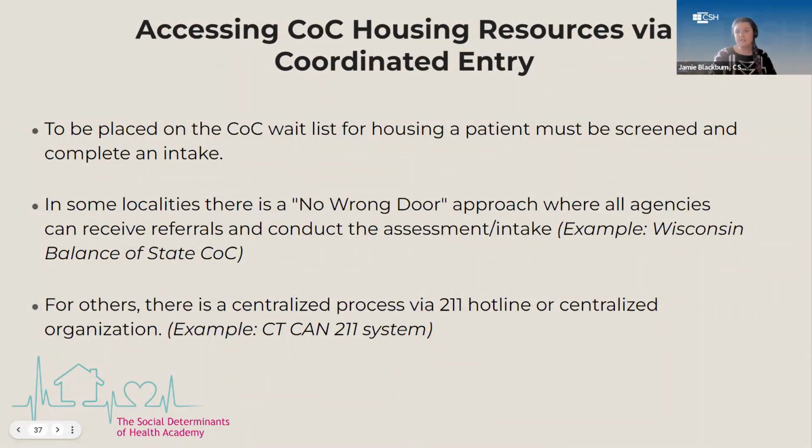Some places use what's called no wrong door, meaning you can go to any member agency in that community and they can assist you with doing the intake assessment. The example I provide here is the Wisconsin balance of state COC. That's the approach that they take. In the state of Connecticut, however, they use a centralized process.